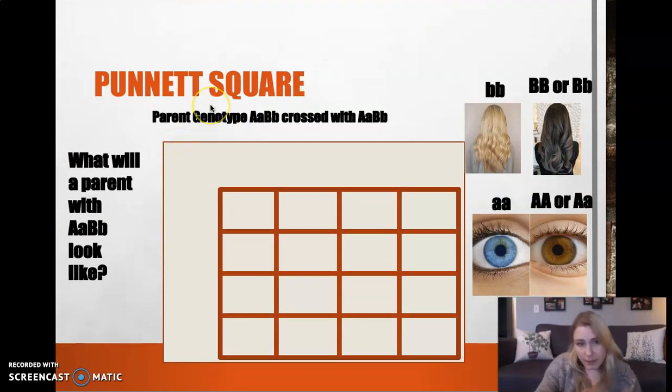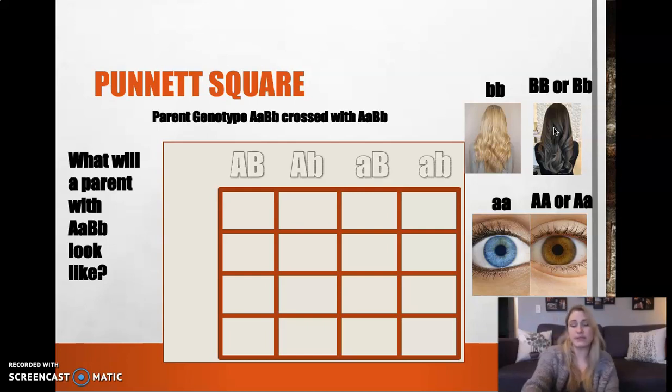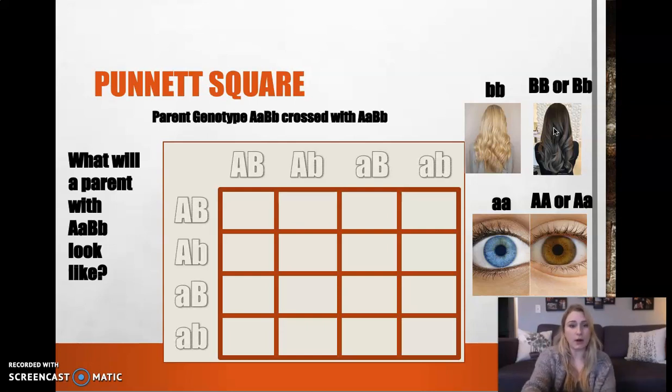So the Punnett square, looking at the genotypes, we have heterozygous A and heterozygous B. So what will the parent with heterozygous A and heterozygous B look like? In this case, we're saying that brown hair is dominant to blonde and that brown eyes is dominant to blue. Once again, things are a little bit more complicated, but this is just for a simple example. So we foil first, outside, inside, last, all the way across, and then when you draw those letters down, you're going to combine the A's with the B's.